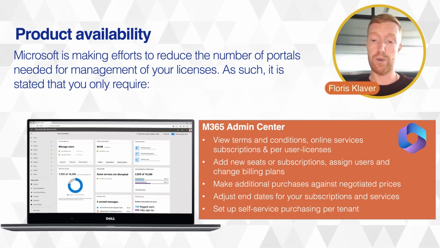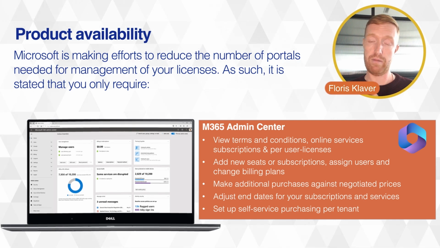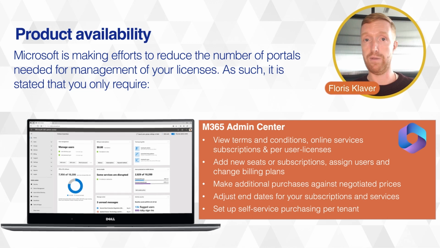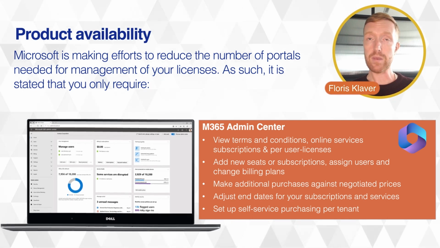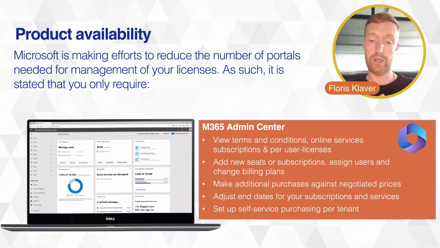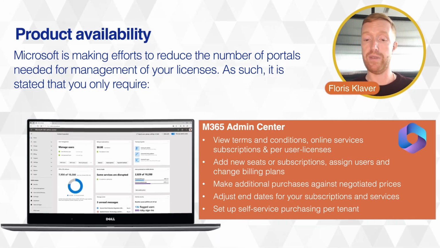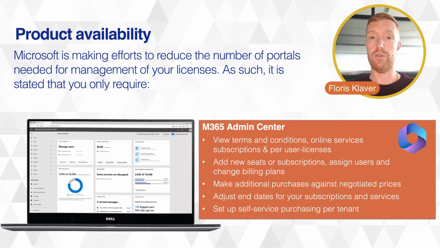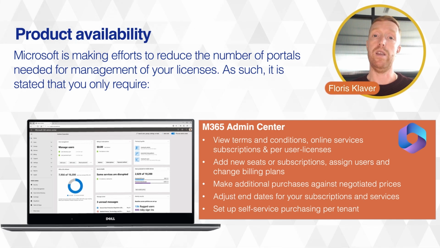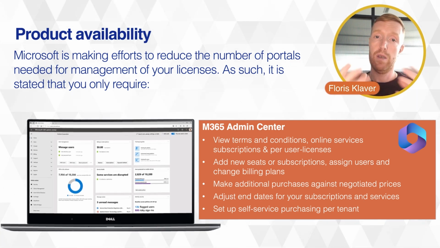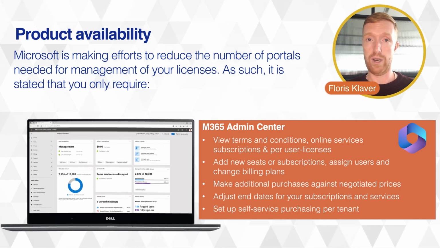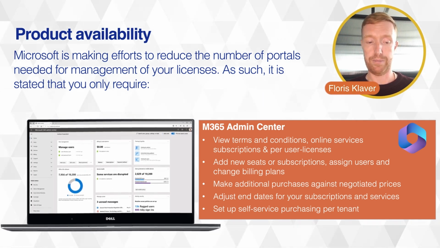You could make additional purchases against negotiated prices that you have locked in, and adjust end dates for your subscriptions and services. For instance, if you forgot to align or co-term any of the orders that you've recently done, you can still change that within the M365 Admin Center, and you can set up self-service purchasing per tenant. That means that you would give the option to your end users to self-serve and request products from your organization themselves, directly by Microsoft.